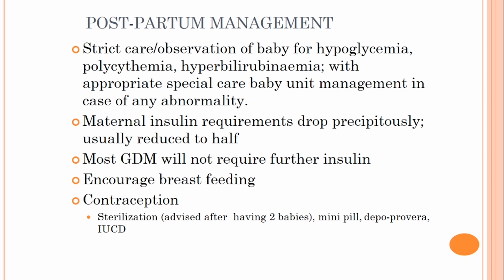Of course, breastfeeding is encouraged, and there should be appropriate and intensive counseling on contraception. Sterilization is usually advised after having 2 babies, because subsequent pregnancies tend to be more turbulent than the previous ones in patients with diabetes, especially those manifesting diabetes in pregnancy. If glucose is well controlled, the other contraceptive options include mini pills, Depo-Provera, and IUCD.